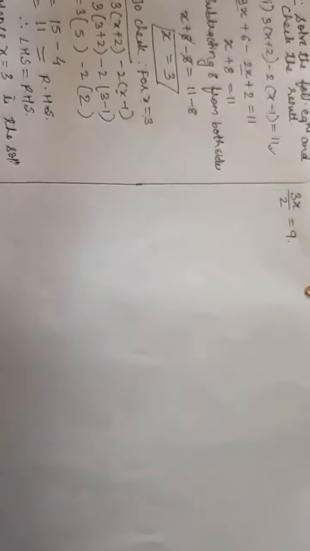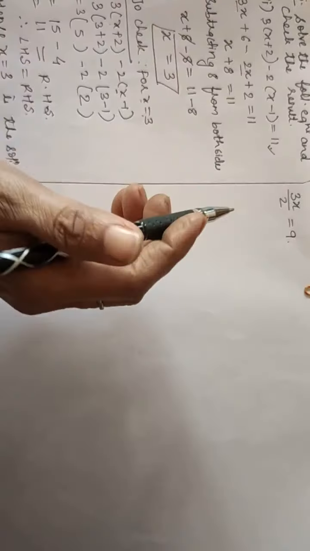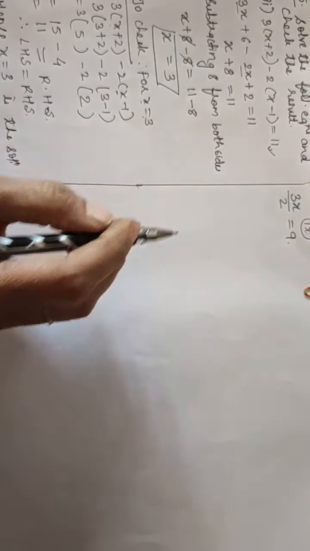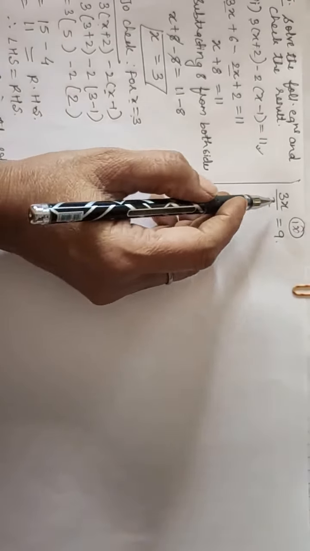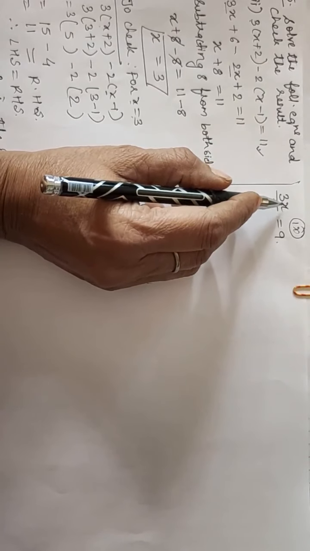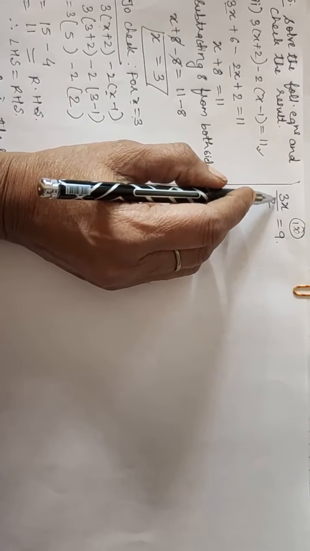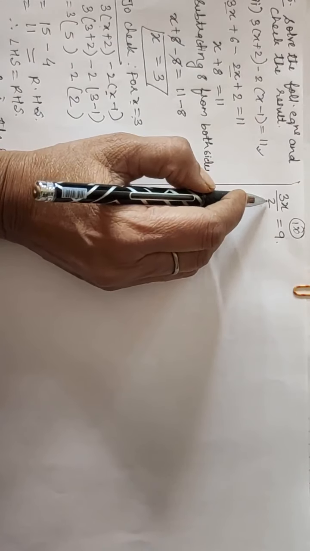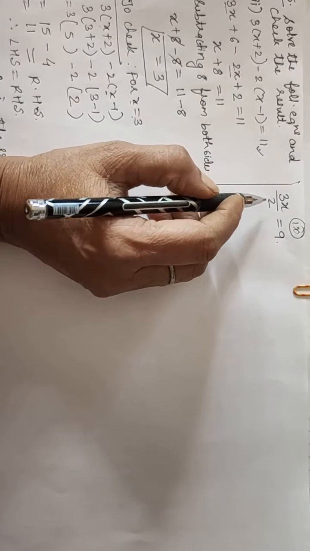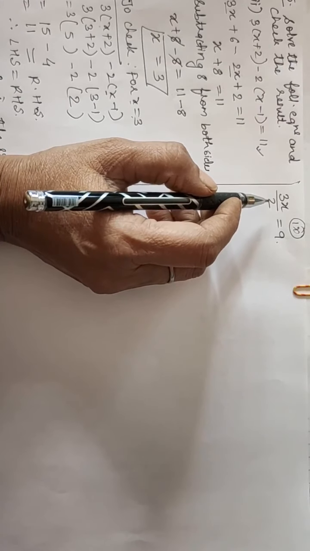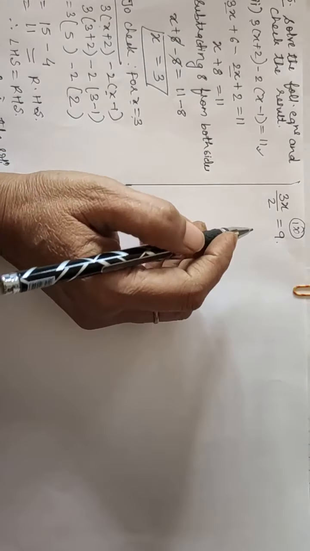Now see, which example is this? This is your 9th example. Now we have given 3x by 2 is equal to 9. Now as you can see, in the denominator of 3x what you have? 2. So it is divided by 2. 3x divided by 2. So let's remove this 2 first. To remove this 2, you have to write multiplying both sides by 2.